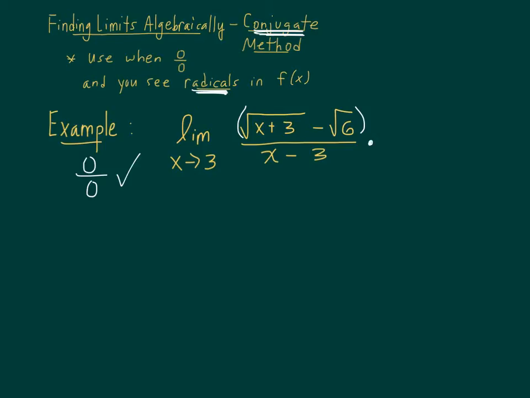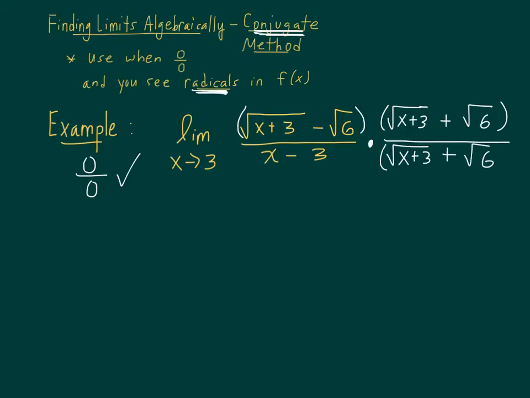So what we're going to do is multiply the top and the bottom by the conjugate. The terms will stay the same. We still have this radical x plus 3, and then we're going to have a plus radical 6. The only thing that's changing there is the sign between the terms. I'm going to apply this to both the numerator and the denominator. We're not changing the problem at all. We're really just multiplying by 1, since anything over itself is 1.